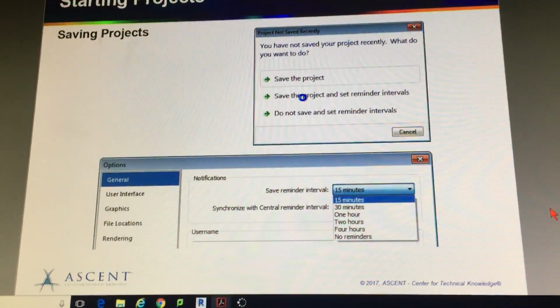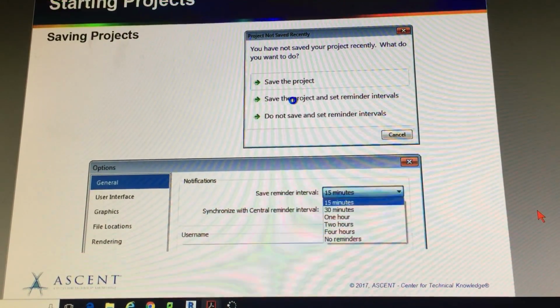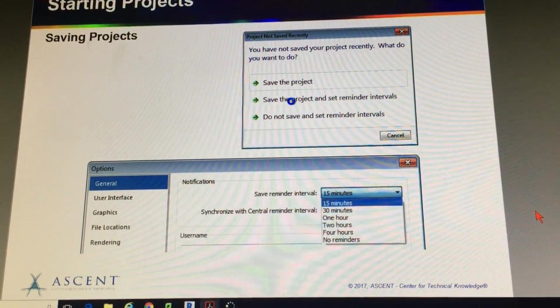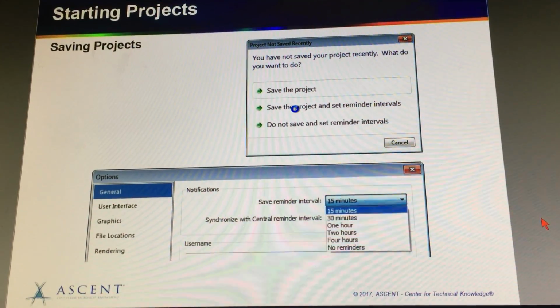Question? How do you download those templates if you're working on your own computer? If you're working off your own computer, those templates are actually part of the Revit download. They're right there. What's that?